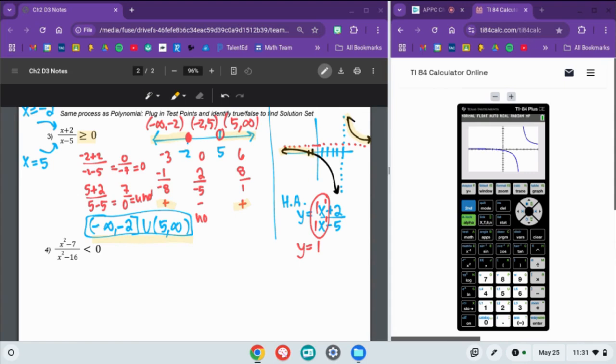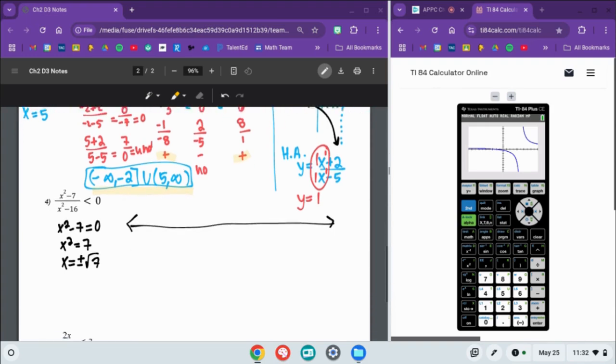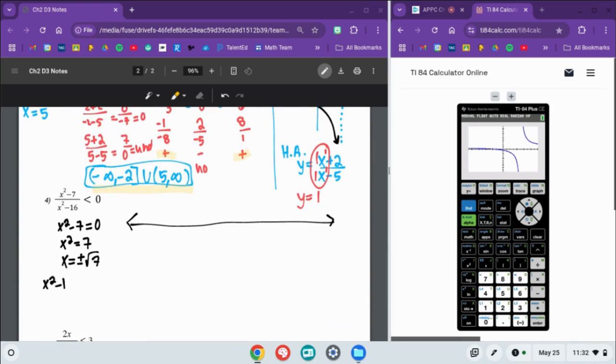We should look for our key points. So we're going to say, well, x squared minus 7 could equal 0. That would be any x-intercepts. And so that would be x squared equals 7, which is x equals plus or minus square root of 7. All right, so I think I'm going to show another method for testing points, but the other one that we have to solve for is x squared minus 16 equals 0. So that's going to give us x squared equals 16, and x is either equal to plus or minus 4. All right, so on my number line, -4 is my smallest number, then negative square root of 7, then positive square root of 7, and then positive 4.